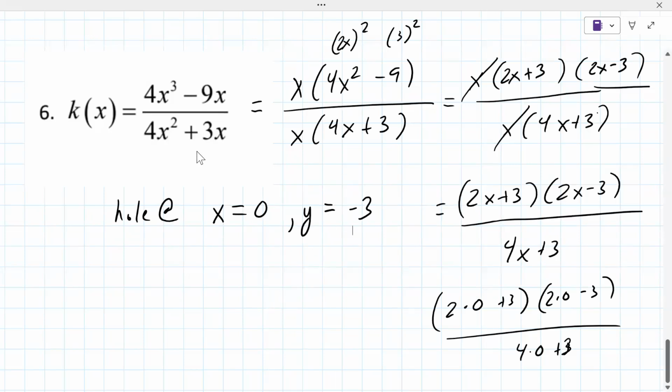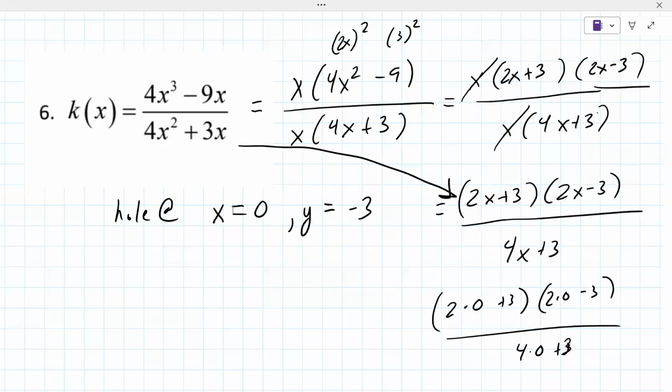So you always use the reduced form when stuff cancels. If stuff doesn't cancel, you can use either form, which is kind of true. I'm not giving you the full information, but that's what we got there.